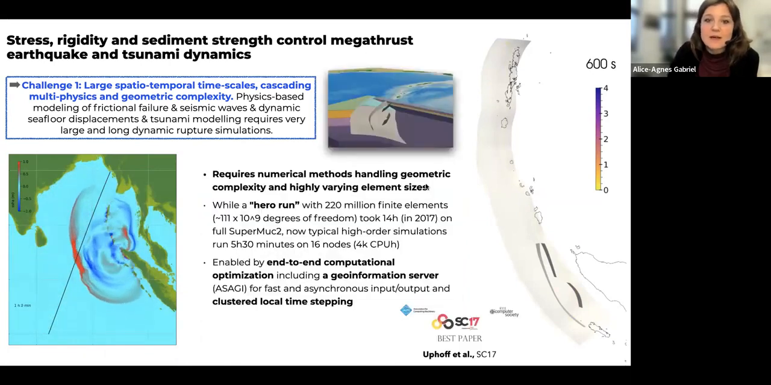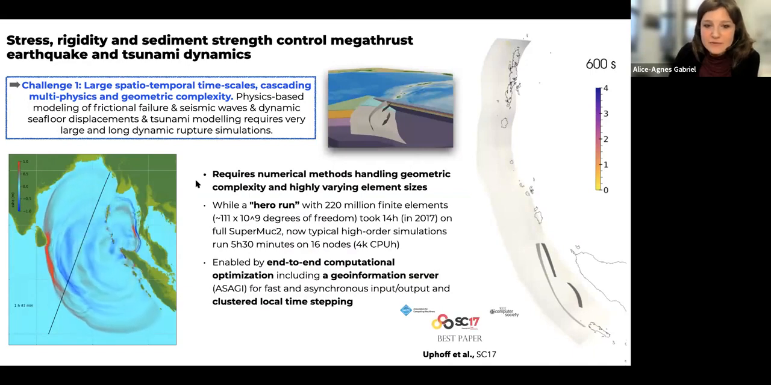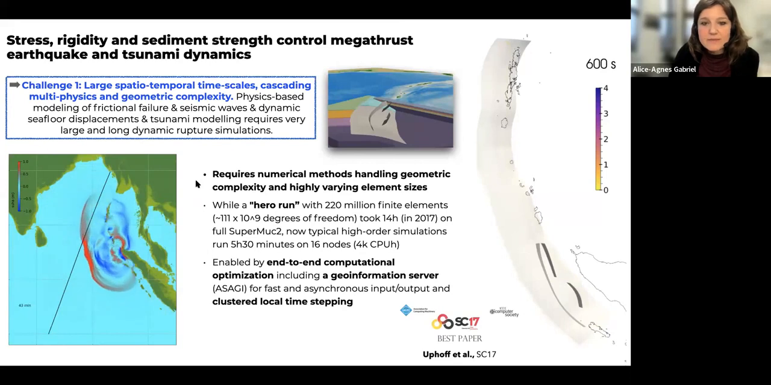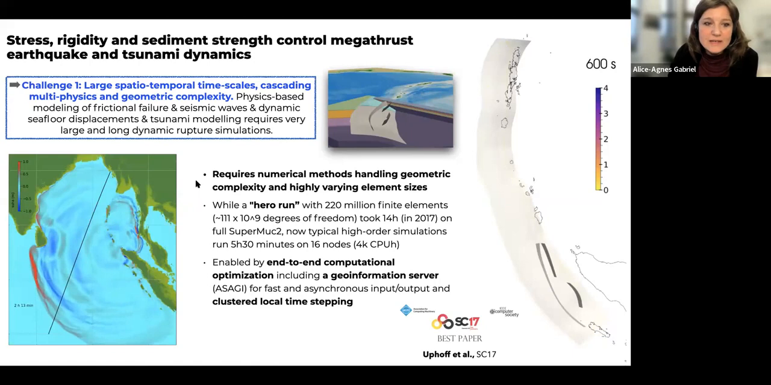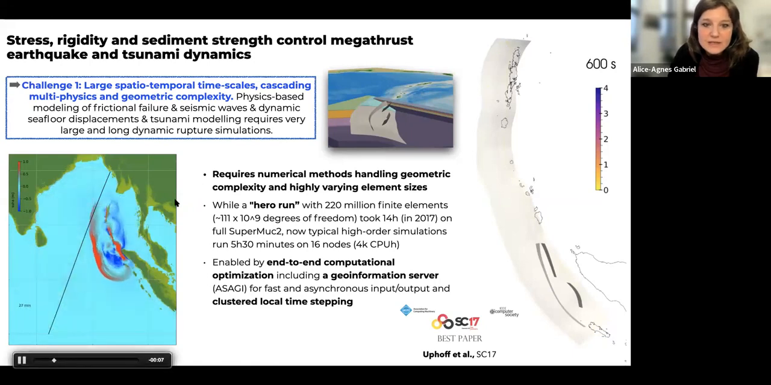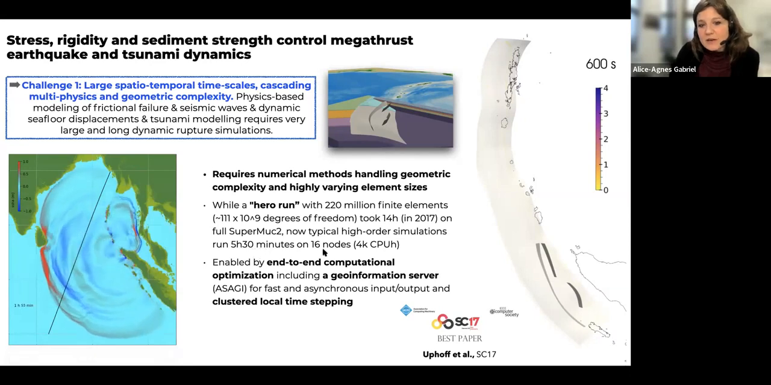The main advantage is, as I've said before, local time stepping, but we've been also looking into really optimizing everything from the input, reading in the data, to writing it out and linking it to tsunami simulation. And these typical models that I show you now, they're running in about 5 hours on 16 nodes.